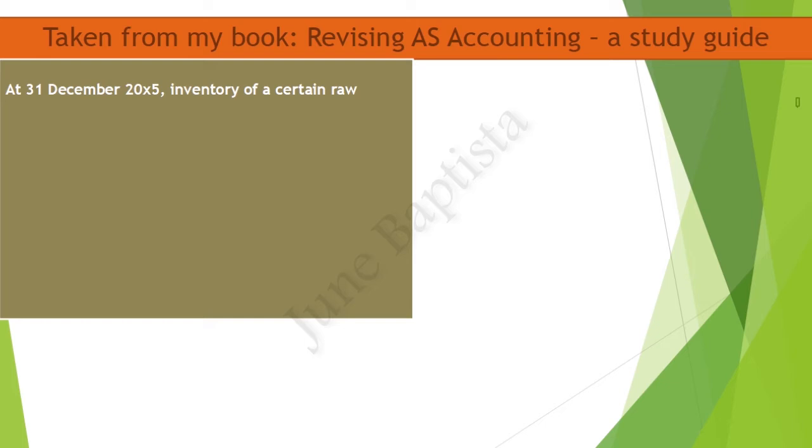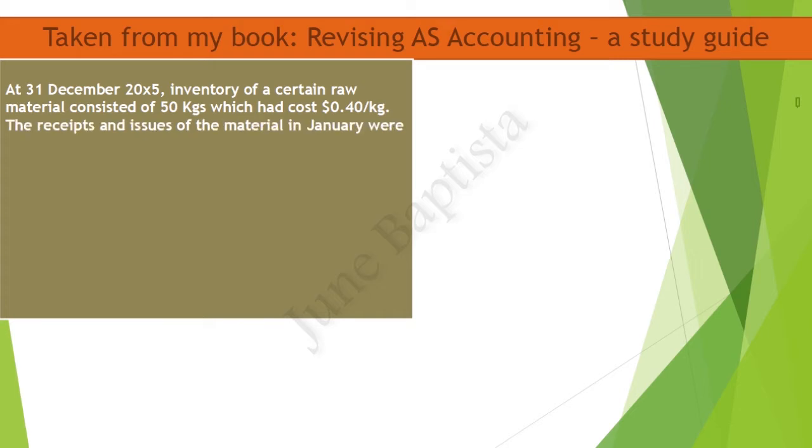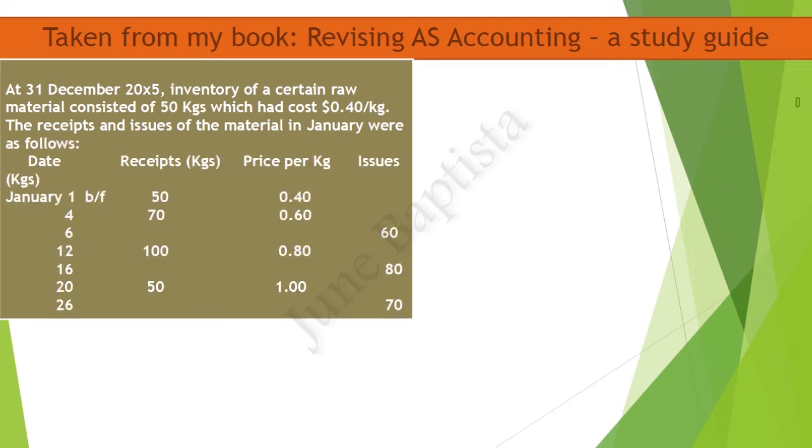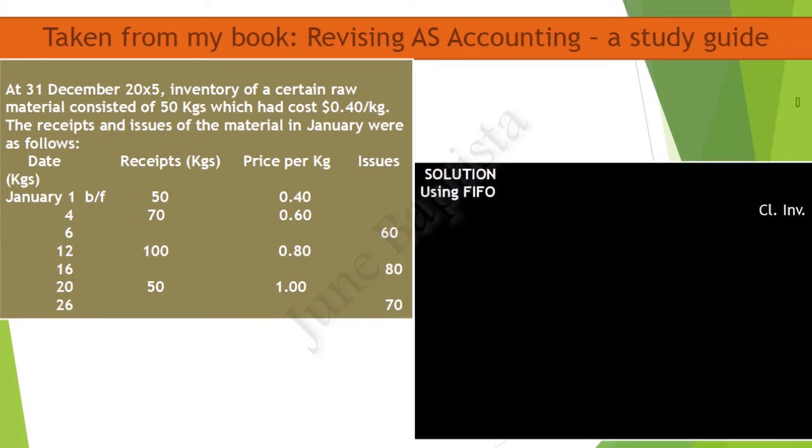At 31st December 20x5, inventory of a certain raw material consisted of 50 kgs, which had cost 40 cents per kg. The receipts and issues of this raw material in January were as follows. Pause the video and study the information given. Solution using FIFO. The following format is the one that I normally use, as it is very straightforward and visually appealing.